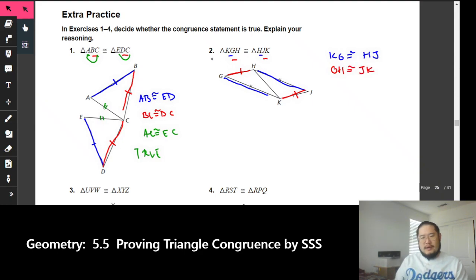And then the last one right here is supposed to be HK and HK. That looks congruent because it's the same side in both. So let's say HK is congruent to HK. And if we were to, in a proof, give a reason for this or an explanation, remember that would be the reflexive property. All right, so we got three sides congruent. This statement of triangle KGH congruent to triangle HJK is true.